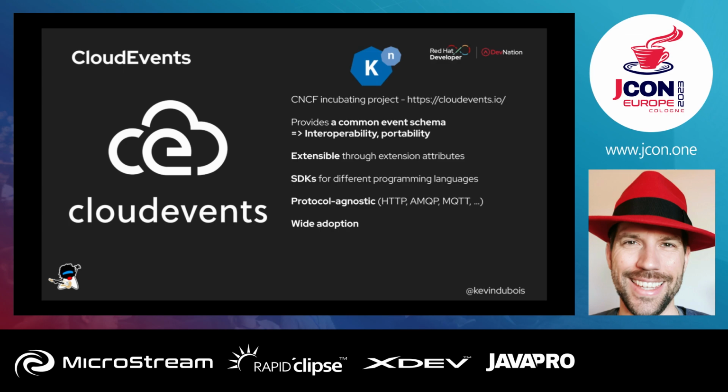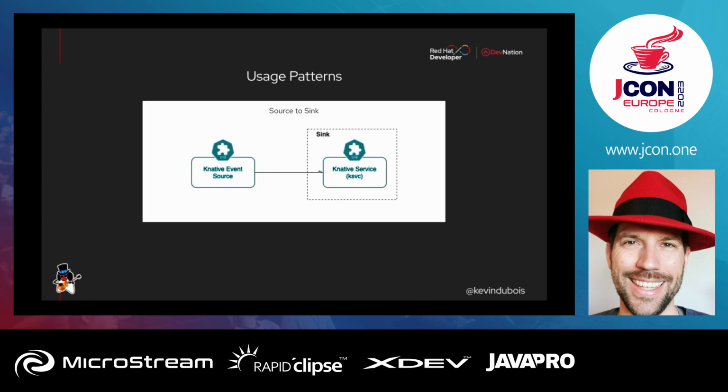And so you can completely make your application agnostic of even some of the technologies that it's using for eventing. So you can see, protocol agnostic, so it can be HTTP, AMQP, MQTT, and whatever more. So it's a pretty cool spec that, of course, Knative uses. Otherwise, I wouldn't have mentioned it here.